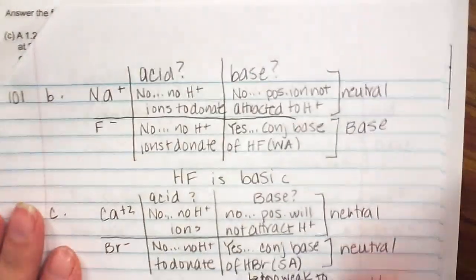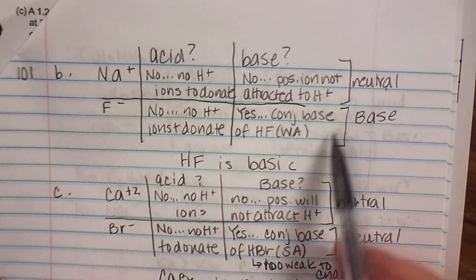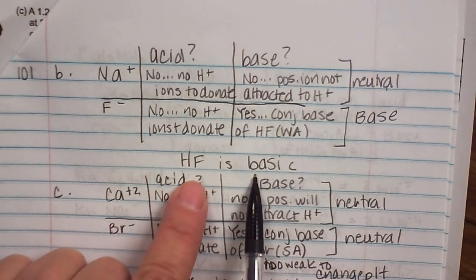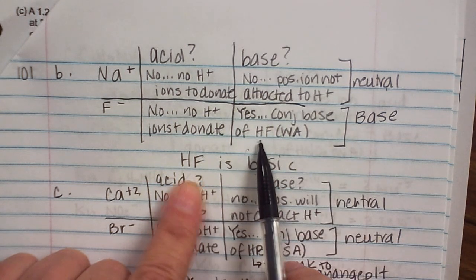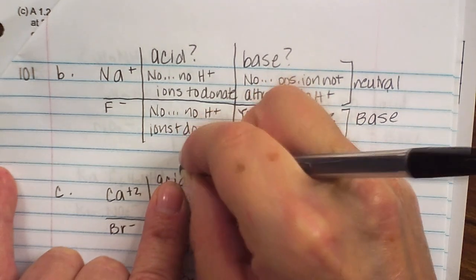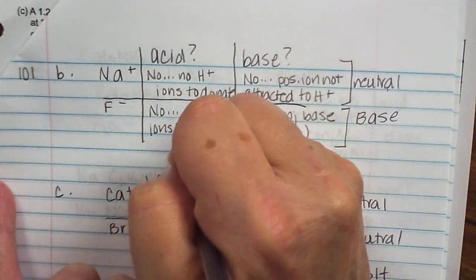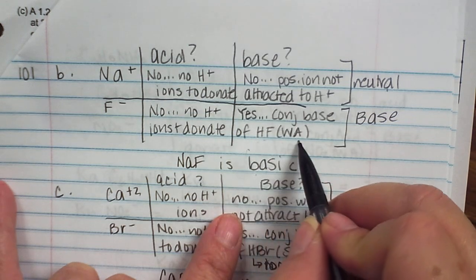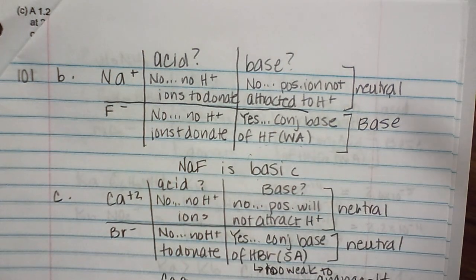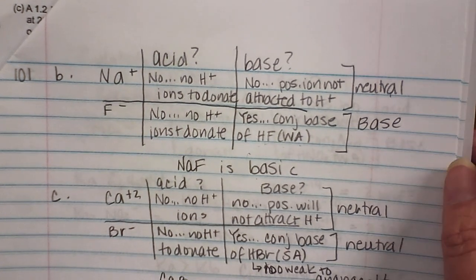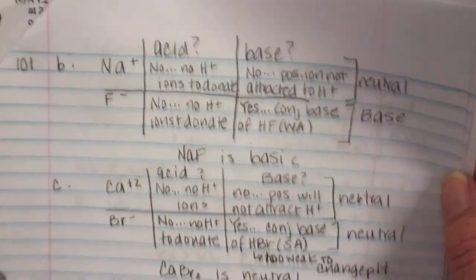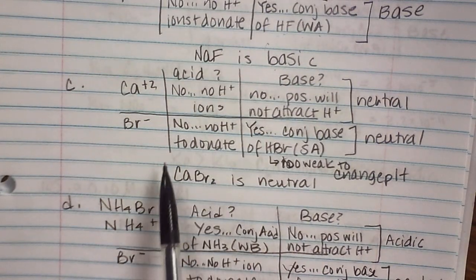All right, let's go on to the next one. So 101B, it is neutral and a base, so NaF is basic. The reason it's basic is because HF is a weak acid. Everybody okay? Good. The charts worked out all right? Yeah? All right. So the next one is calcium bromide.